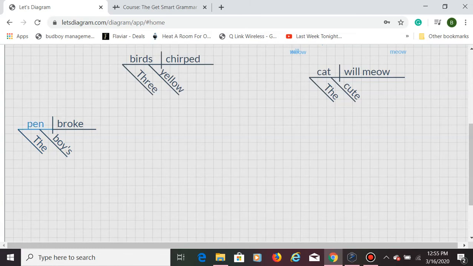So remember that pen is the subject, broke is the verb, the is the adjective modifying pen, answering the question, which one? Boys is the adjective modifying pen, answering the question, whose? Whose pen? The boy's pen.